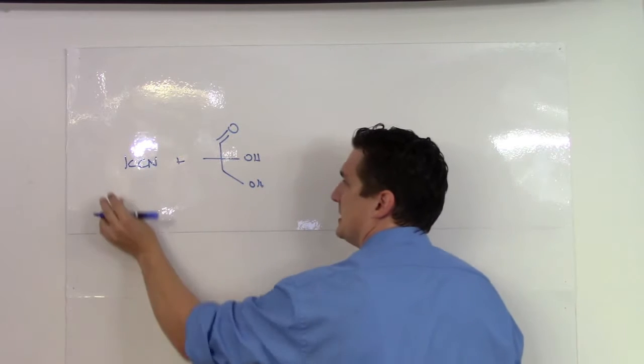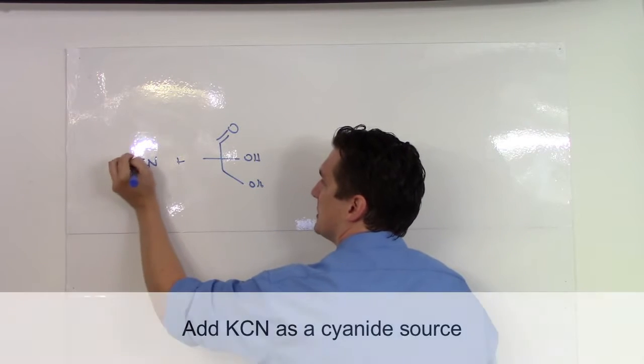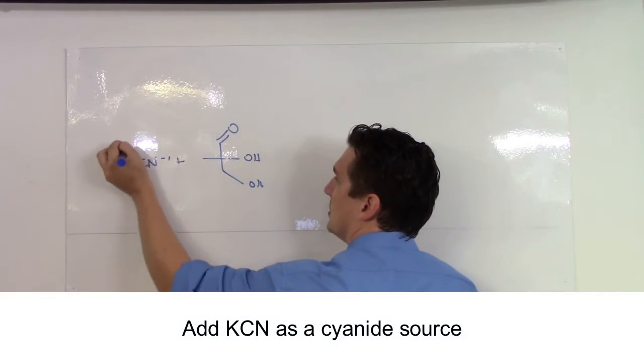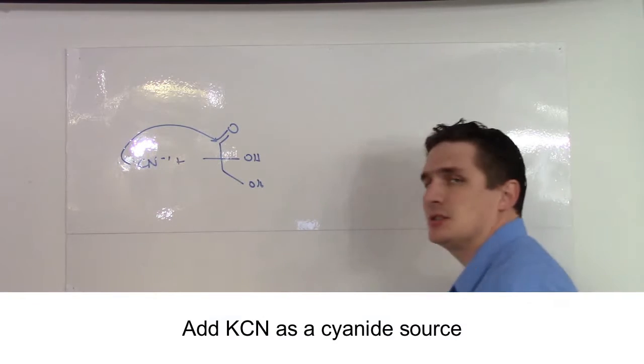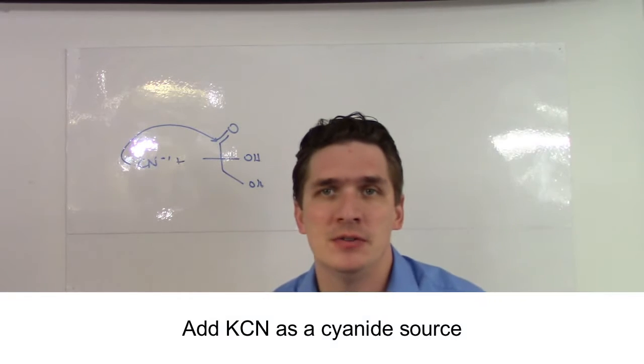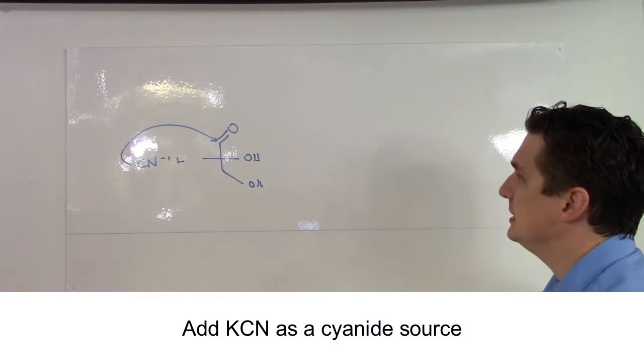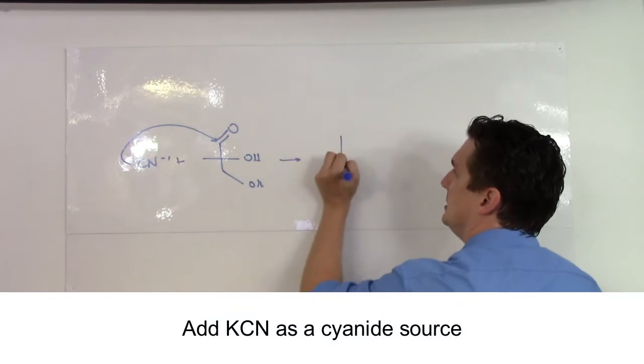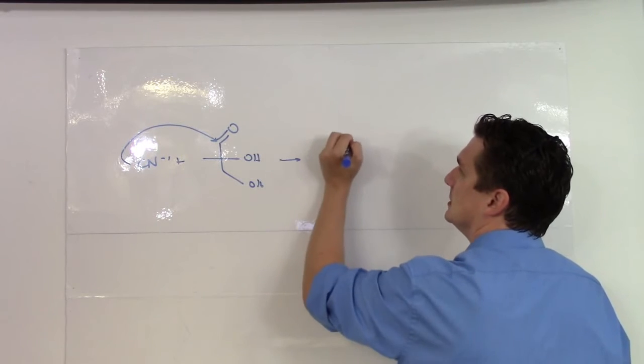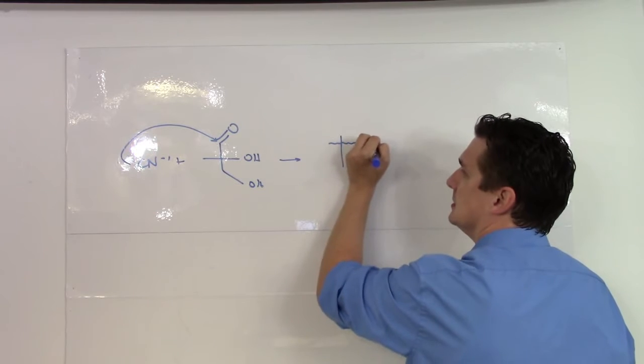Well, the reason we're adding the potassium is that it's just kind of a spectator atom. So we've got this cyanide ion, or molecule, and what it's going to do is a nucleophilic attack on the aldehyde. And we're going to get, as an intermediate, this compound.